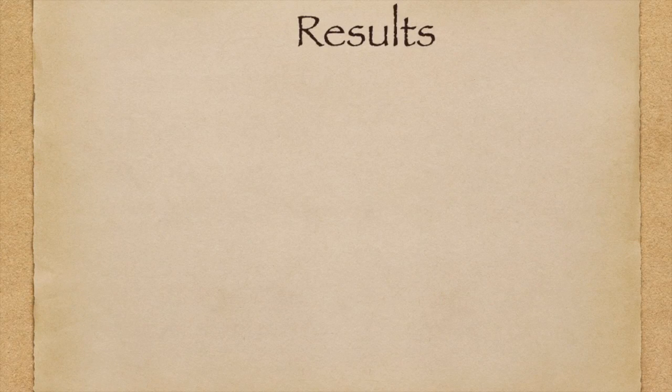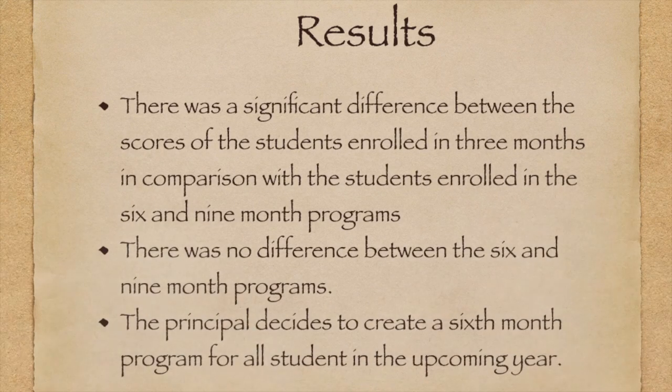In summation, there was a significant difference between the scores of the students enrolled in the 3-month program in comparison to those enrolled in the 6 and 9-month programs. We could not, however, reject the null hypothesis stating that the means of the 6 and 9-month programs were equal. Based on the findings of the ANOVA, the school district decided to create a 6-month intervention program for the following year for all students. They figured that 3 months was not long enough to produce a statistically significant improvement in PARCC scores. They do see a significant increase in 6 months, but not between the 6 and 9 month programs.